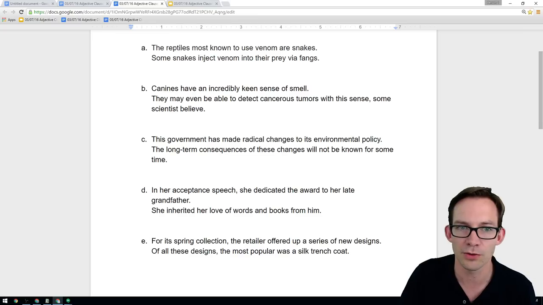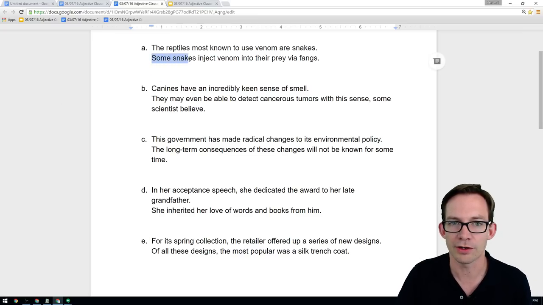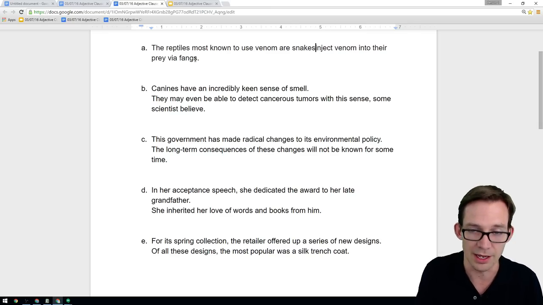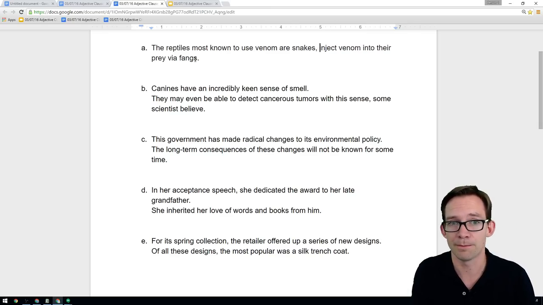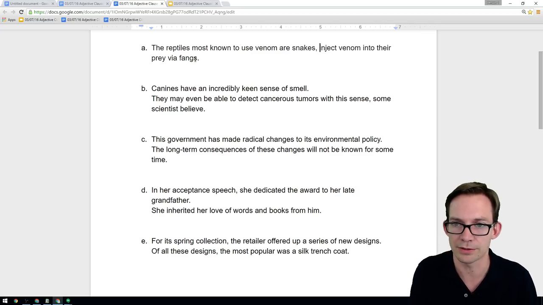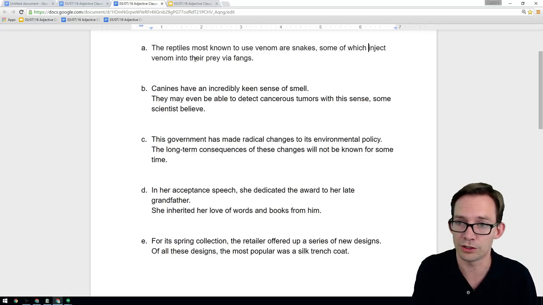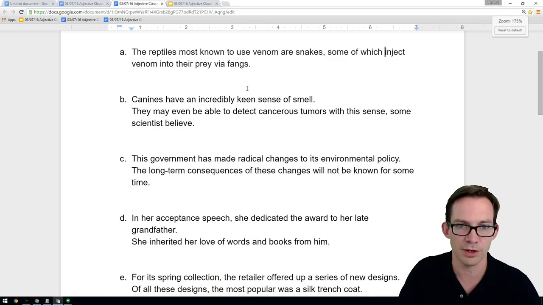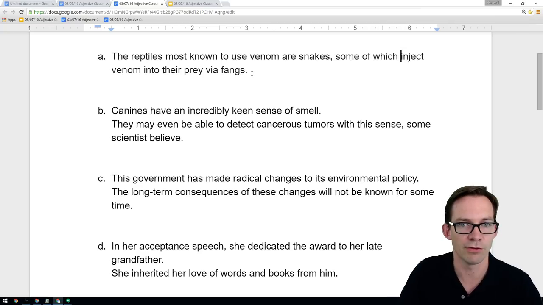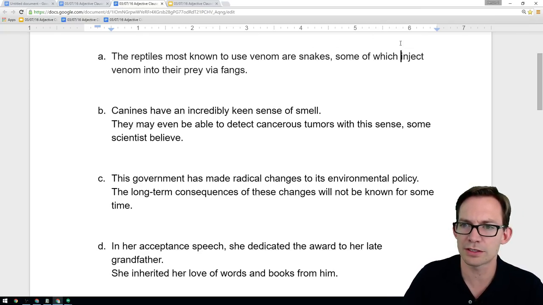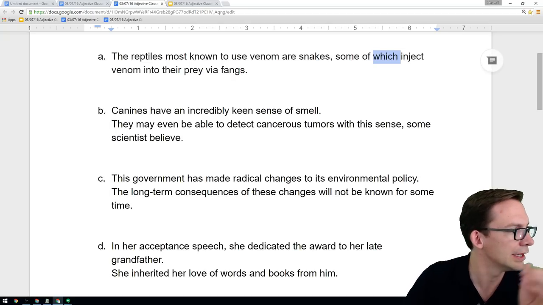Pascoa got it too. Okay, so rather than rewriting, I'll get a little bit lazy. I'll go back like this and say, I put a comma there, right, and say, reptiles most known to use venom are snakes, some of which inject venom into their prey via fangs. Maybe I'll make this a little bit bigger so everybody can see it. Okay. That's really good. Now, I think I noticed someone in there.